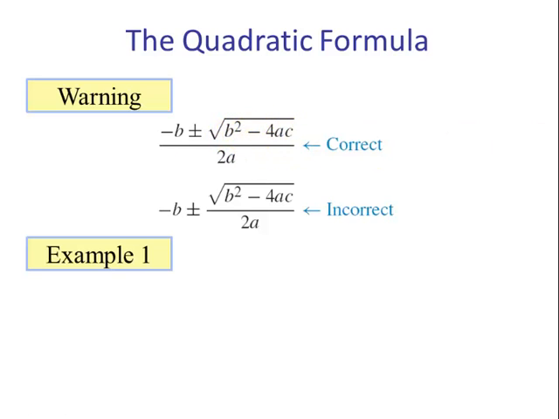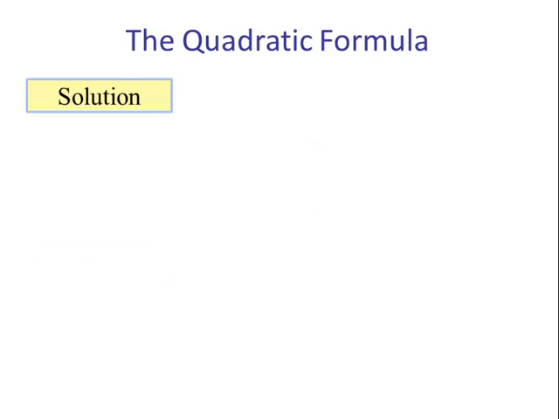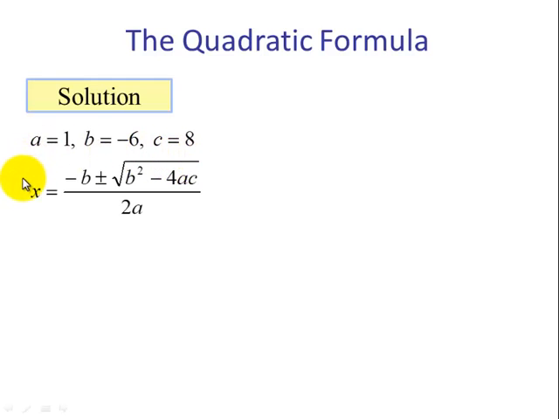Let's do an example. Example 1. Solve x squared minus 6x plus 8 equals 0. Solution. In this case, a is equal to 1, b is equal to negative 6, and c is equal to 8. Here we have the quadratic formula.